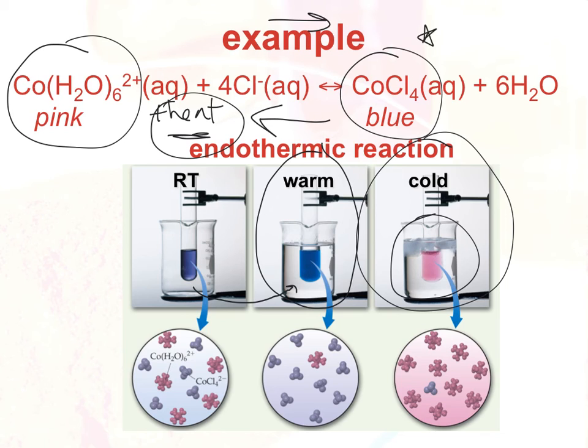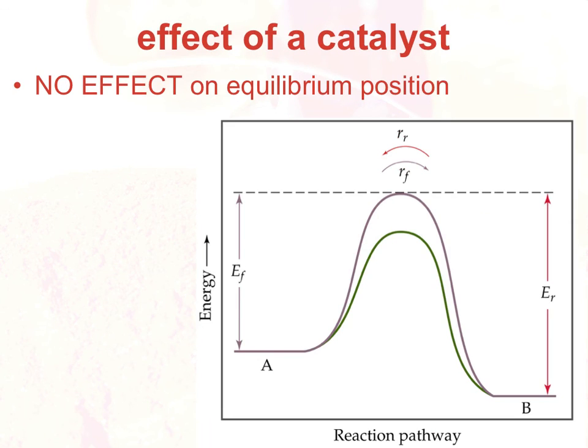So this is a nice visual to help you see the pink and blue shifts that will occur depending on the addition or subtraction of heat. Now, if we were dealing with an exothermic reaction, heat would be over here on the product side, and we would use this same thought process to figure out how the addition or removal of heat would affect your equilibrium. Please understand that a catalyst has no effect on equilibrium position.